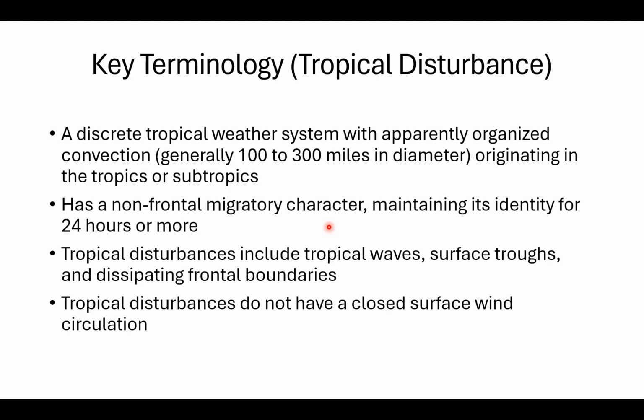Tropical disturbances do include some of the terminology such as tropical waves, surface troughs, which are those areas of lower pressure, and dissipating frontal boundaries. So in some cases, frontal boundaries come down into the tropics from the mid-latitudes and just stall out over very warm tropical waters, and you can get disturbances associated with these dissipating frontal boundaries. And tropical disturbances also do not have a closed surface wind circulation.